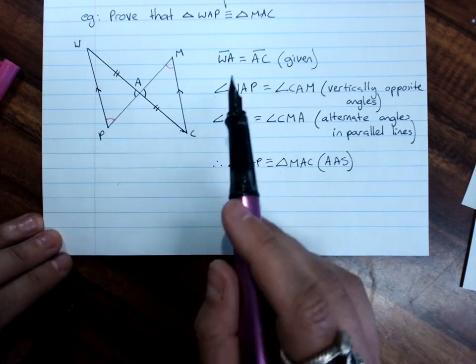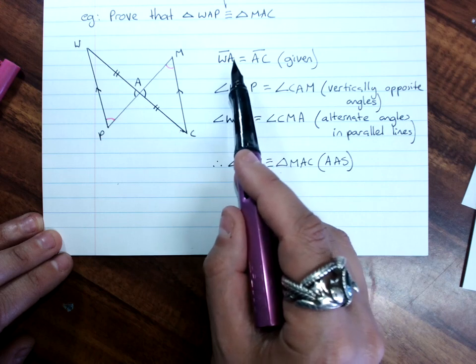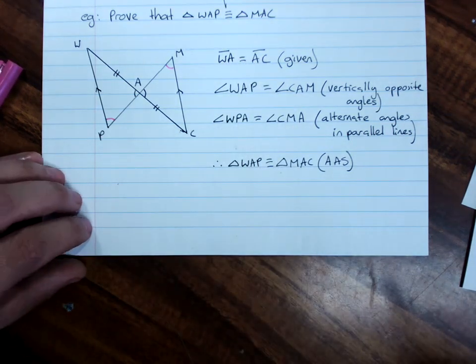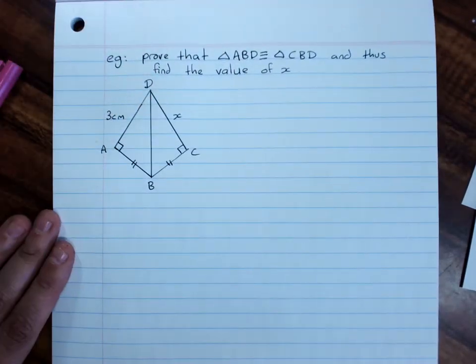One thing you might find sometimes with proofs is that instead of saying this side equals that, they might say this side is congruent to that. That's fine too. I tend to say equals. One more example for you.